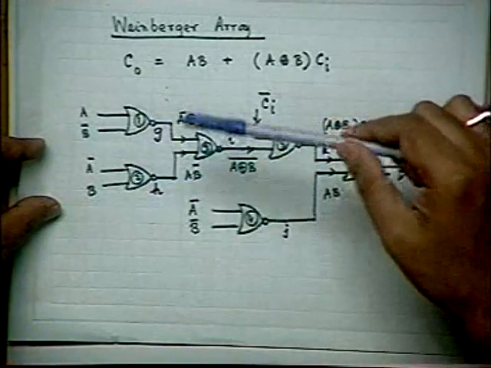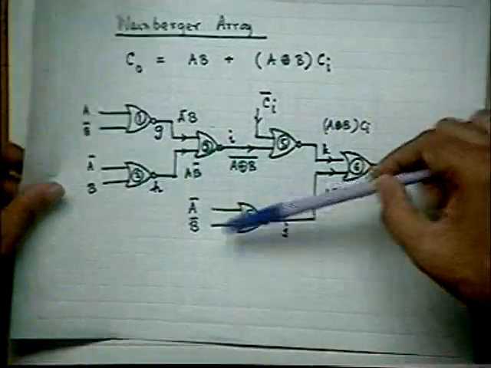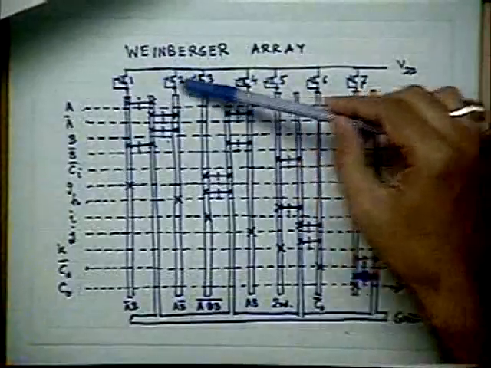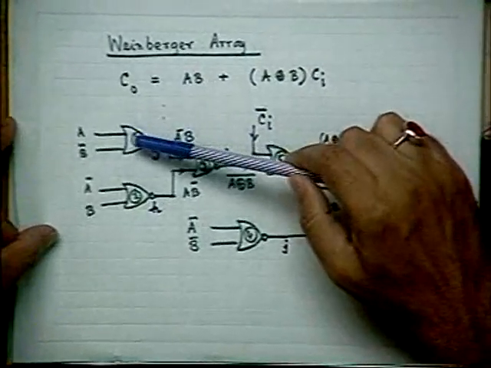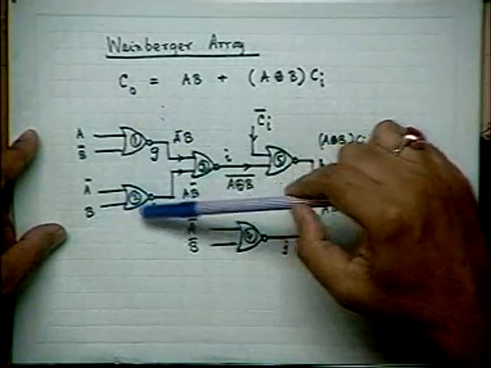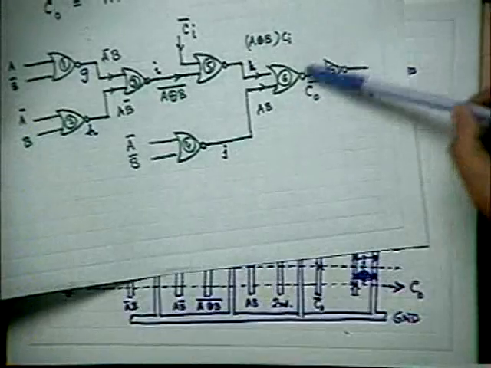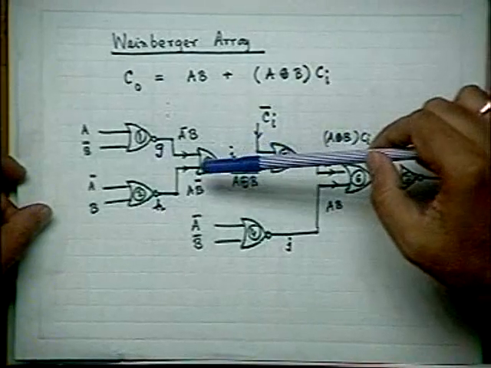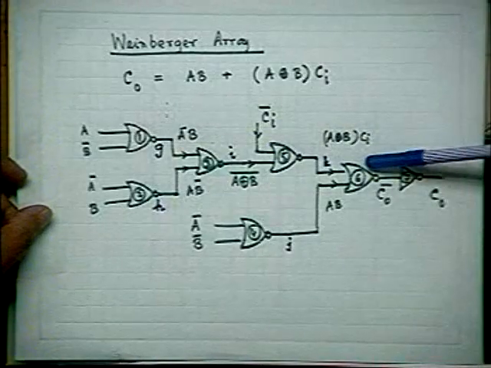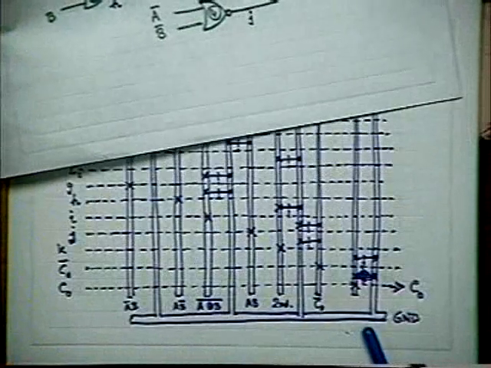So 1, 2, and 4, these three transistors meant for 1, 2, and 4, they are placed in the upper half here. Let me repeat, the load transistors of the gates 1, 2, and 4, you keep them in the upper half. And the load transistors of the remaining three, forget about 7, let us not bring 7 unnecessarily, the inversion can be done afterward. So the remaining, that is 3, 5, and 6, the load transistors of the gates 3, 5, and 6, keep them in the lower half.